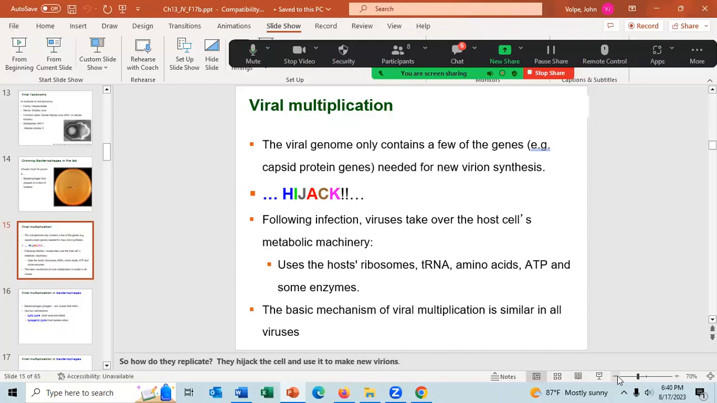And then the virus doesn't make any ATP. It has no way to make ATP. It simply uses the ATP existing in the host cell. And the virus uses the host ribosomes, ATP, tRNA, amino acids, and some of the viral enzymes to replicate. The basic mechanism for viral replication is similar in all viruses. They replicate by infecting the host cell, hijacking the cell, and then using that cell to make new virions.